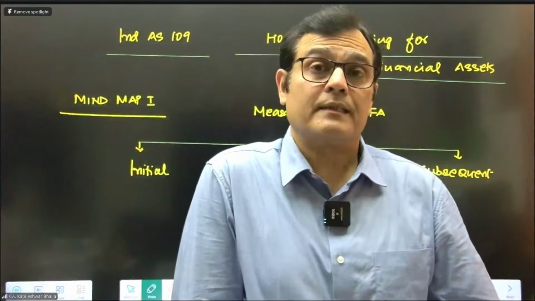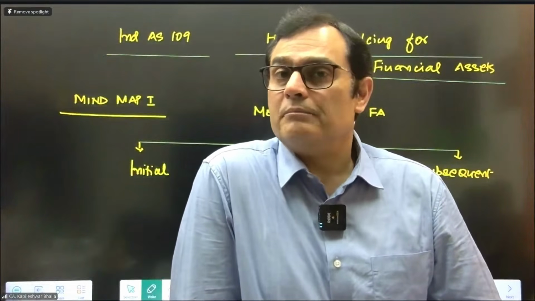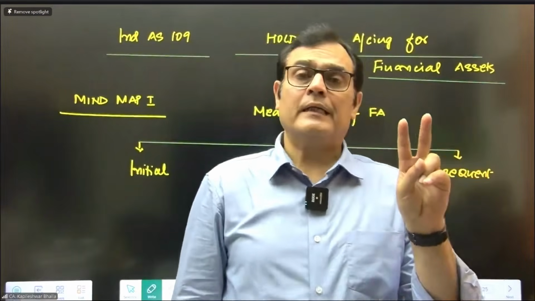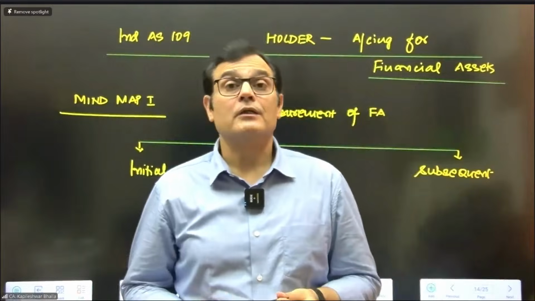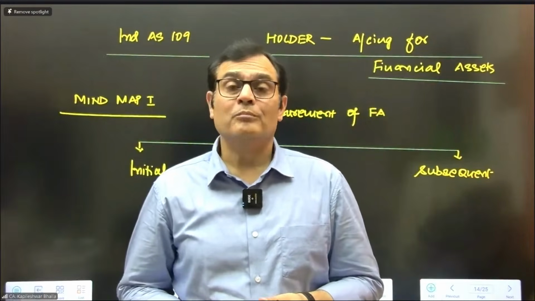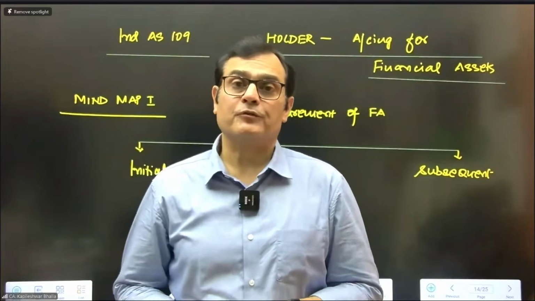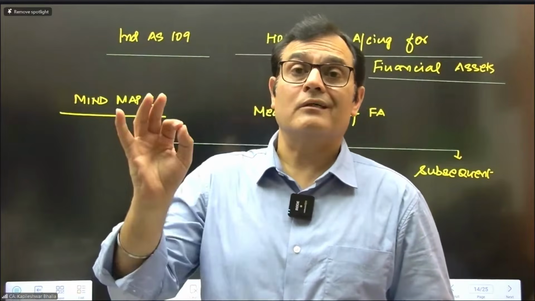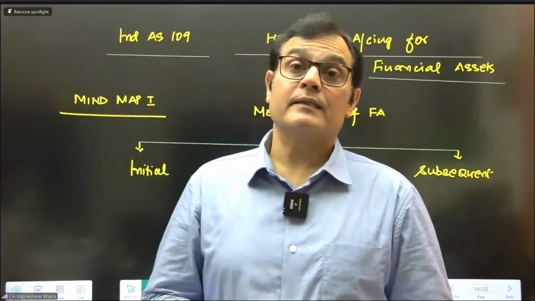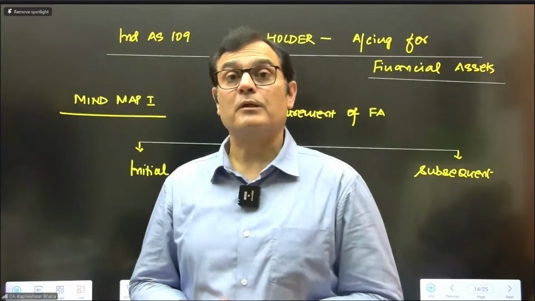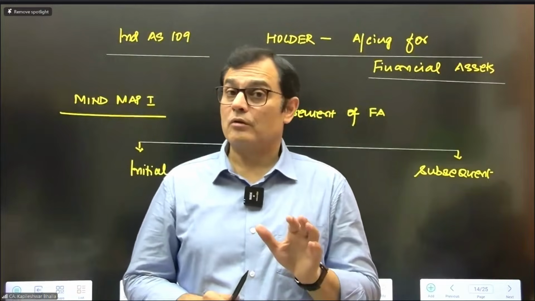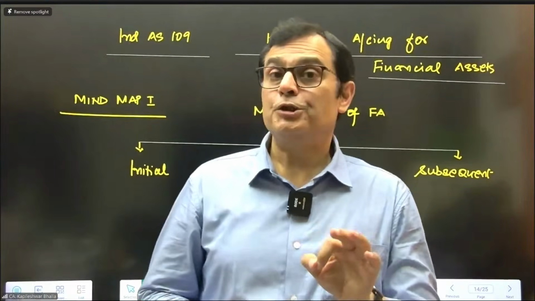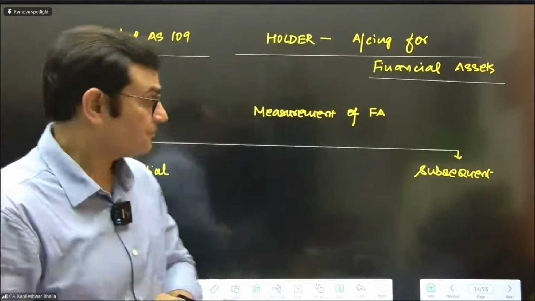But then there are certain exceptions where the financial assets are measured at a transaction price, and there are two exceptions. Number one, if it is a case of a trade receivable. When you make a sale and you recognize a trade receivable as per Ind AS 115, you consider a transaction price. And the second exception is a loan which is recoverable on demand. That is also recorded at a transaction price. Other than that, all financial assets are initially captured at fair value.